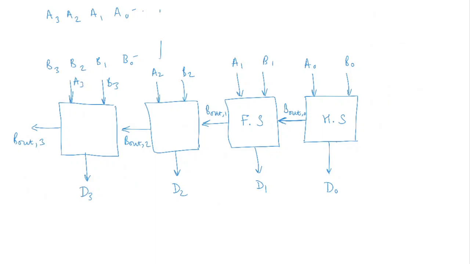So let's just repeat the process. What we did was we made a half subtractor, then we made a full subtractor, and then we used this half subtractor and full subtractor to make a 4-bit subtractor circuit.